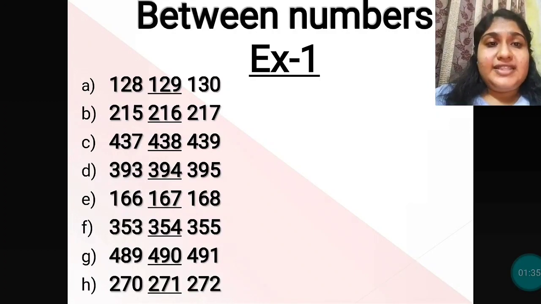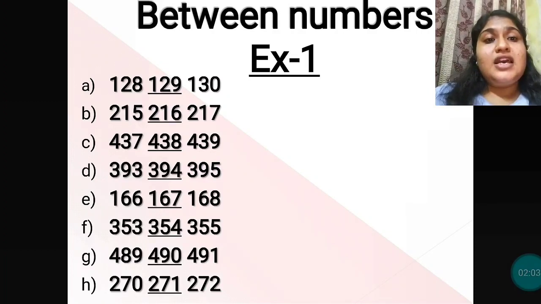C. 437. What comes after 437? 438 and then after that 439. So here you can see 438 is the between number of 437 and 439. D. 393. What comes after 393? Yes, 394 and after that 395. So students, here you can see 394 is one more than 393 and less than 395. So here 394 is the between number.